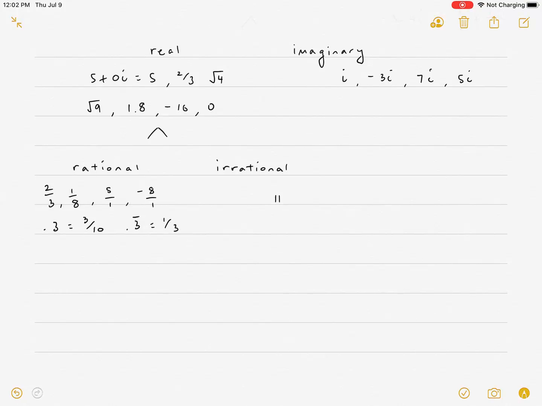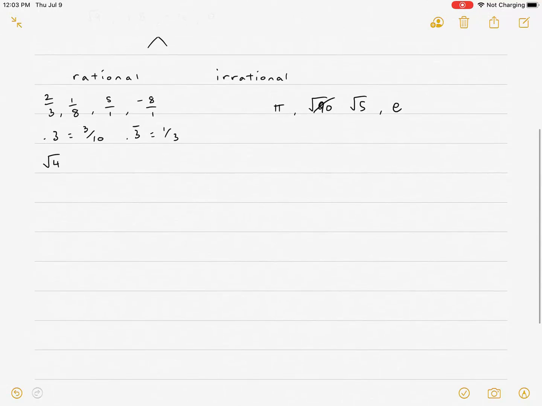Irrational numbers are pi. The square root of, not 9, the square root of 90. It's a terrible example. The square root of 5. Square roots that do not work out nicely. Square roots that do work out nicely, like the square root of 4, you can change that to a 2, which is 2 over 1. That's a rational. Euler's number, on your calculator, you have an e. And when you type out that button on your calculator, it'll look like it repeats, but after you see that last digit on your calculator screen, after that the numbers go crazy, just like with pi. So these are examples of irrational, not a very big set.